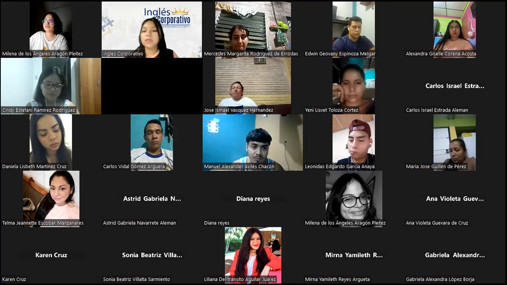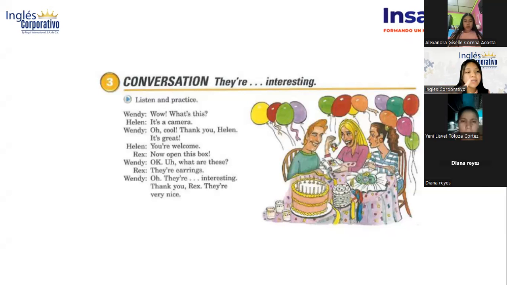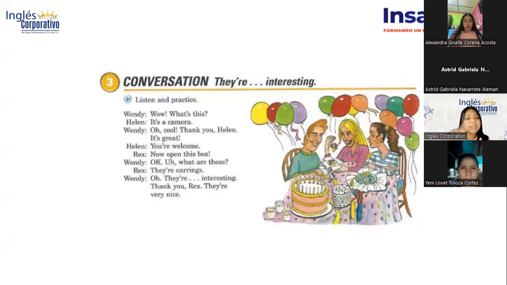Okay, guys. Let's continue, okay? Let's continue and let's see. I need two volunteers. Raise your hand, please, with the interactions. Okay, levante su mano si vamos a participar. Necesito a dos voluntarios, okay? Alexandra and Astrid. Okay, Alexandra, you are Wendy, and Astrid, you are Helen. Okay.